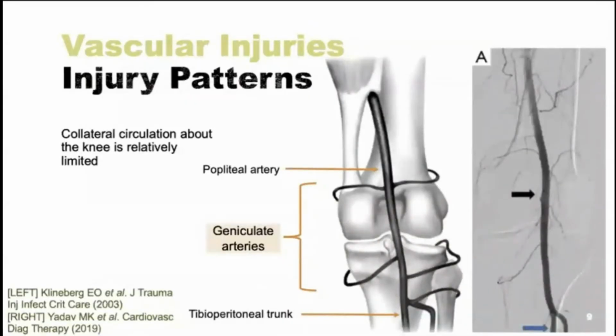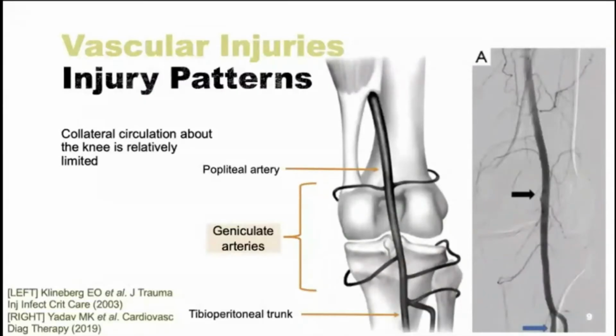Additionally, it's important to understand that the degree to which tissue perfusion is interrupted depends a lot on the presence or the absence of collateral flow. Again, we think about the knee as being an area where there's relatively limited collateral circulation. And primarily, those are the geniculate arteries, which you can see on the diagram on the left, as well as the angiogram on the right.